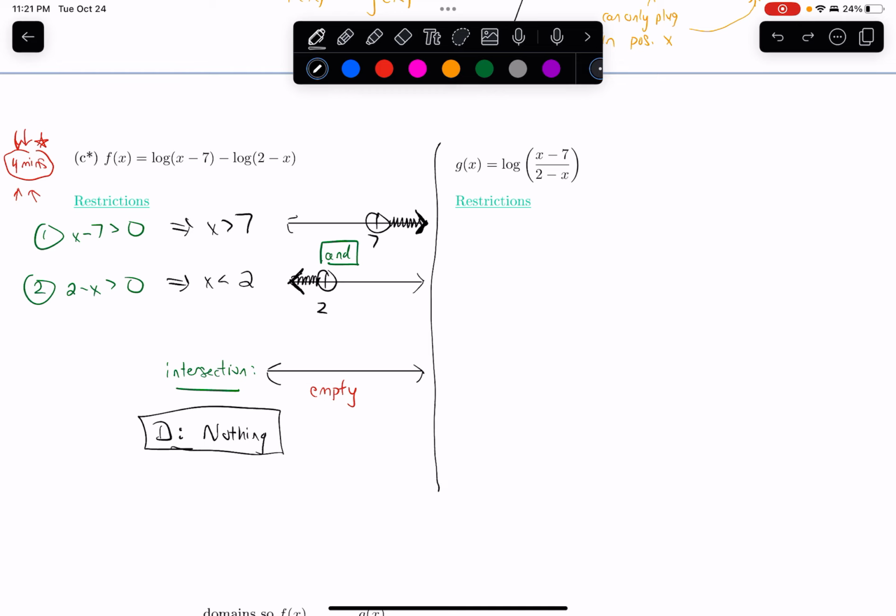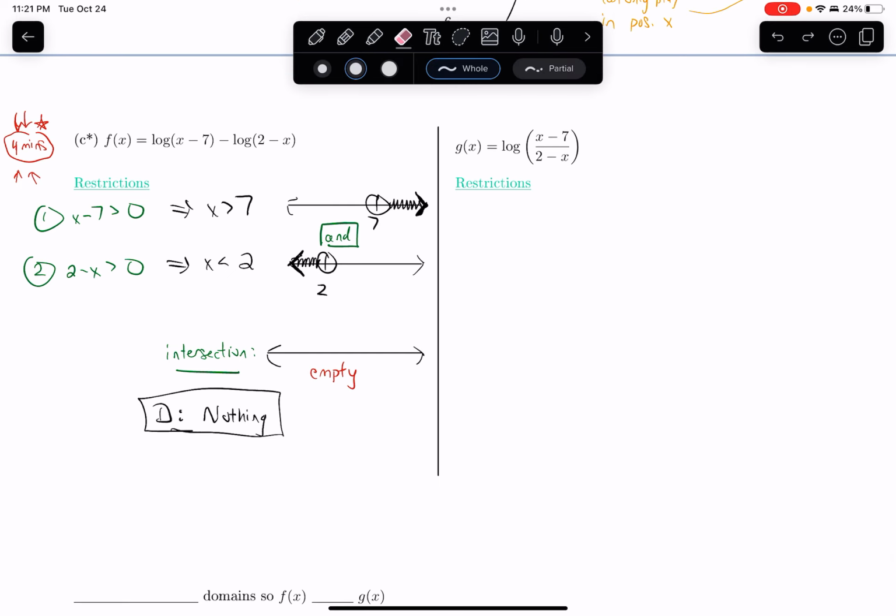Okay, so let's see if the same thing happens in this function g of x. Because at first glance, it seems like maybe the function is supposed to be the same, because we have that log property that says if you subtract 2 logs and the bases are the same, you just get 1 log and you divide what's inside of the 2 logs, because that's what this is. But let's actually see if the domains will be the same.